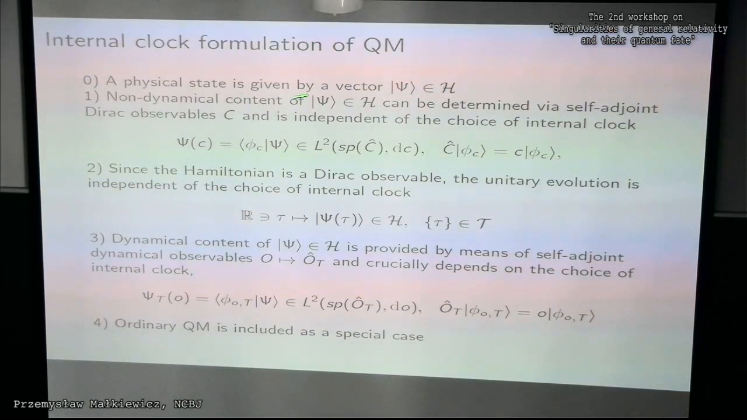So what it says is that a physical state is given by a vector, as usual, in a Hilbert space, independently of which clock you are working with. The non-dynamical content of this vector is given in terms of wave functions. These are square integrable functions on spectra of some self-adjoint operators. And if the self-adjoint operator is a quantum Dirac observable, the form of this wave function doesn't depend on your choice of clock. So this is a choice-independent content of the meaning of the state.